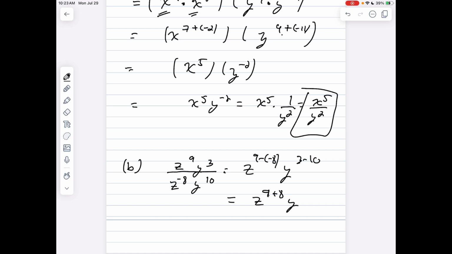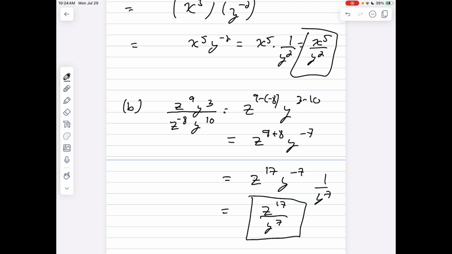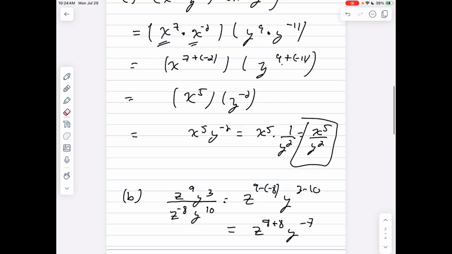So it's z to the 17th, y to the minus 7th, which becomes z to the 17th over y to the 7th. Again, I bring down the negative exponent. I did not put 1 under y to the 7th like I did in the last problem, because you don't really need to do that. It's equivalent to putting the y under the z, but you change the sign on the exponent to positive 7.